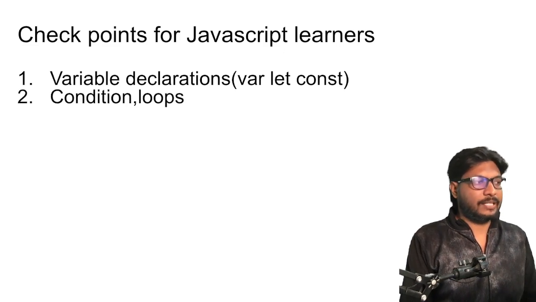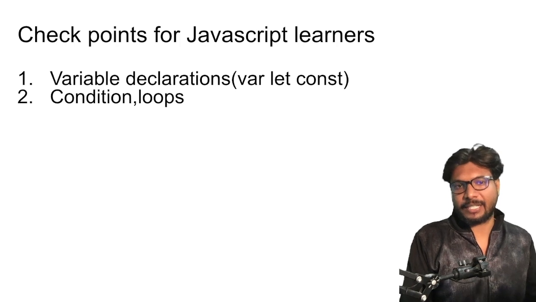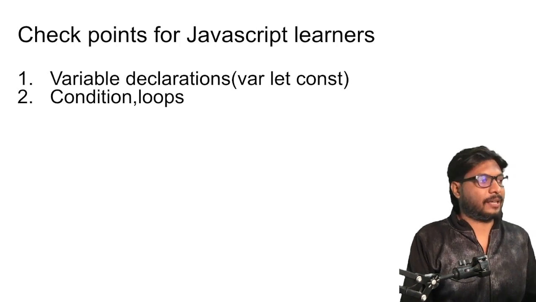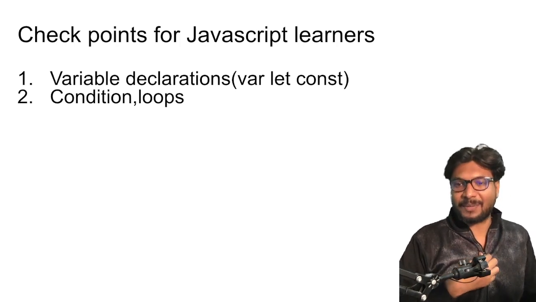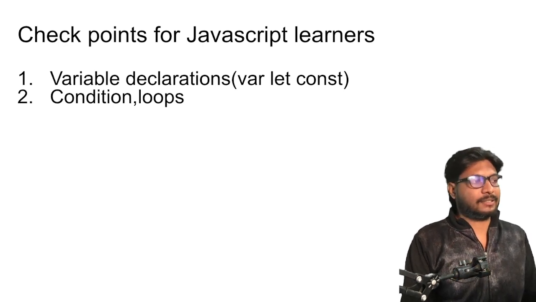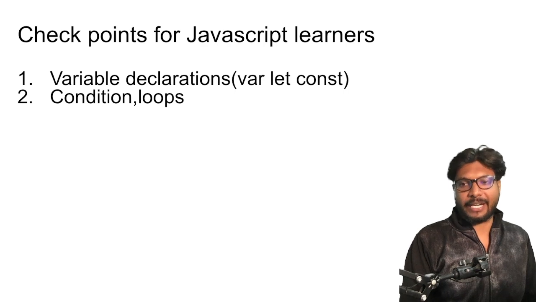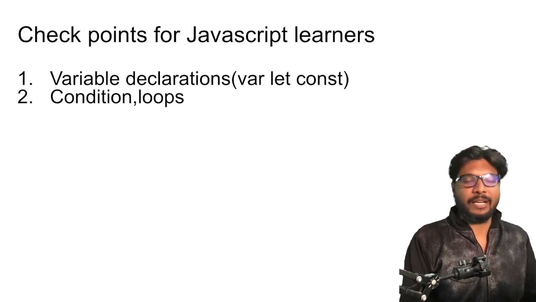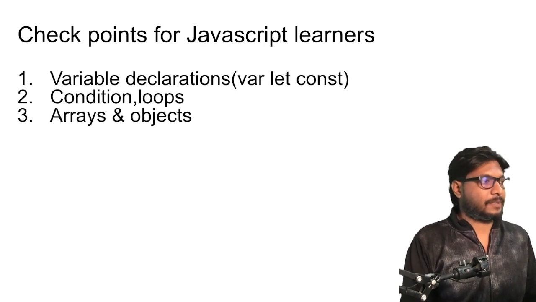Okay, next one is conditions and loops. If condition, else if condition, all these things will help us to create the conditions. Then loops: for loop, while loop, do while, all these things will also be important in terms of array iteration and all these things. So conditions and loops are the second point in JavaScript.